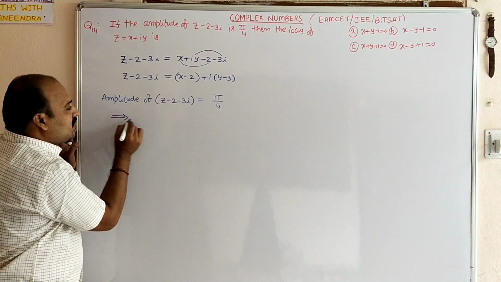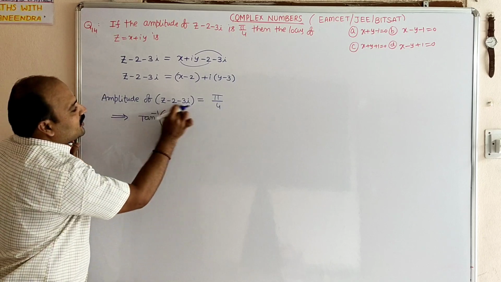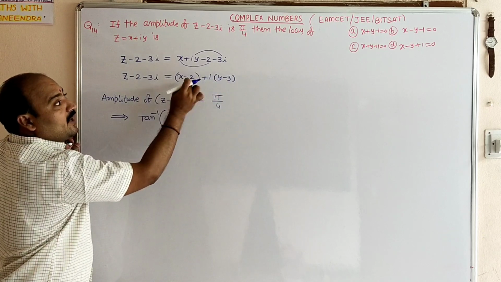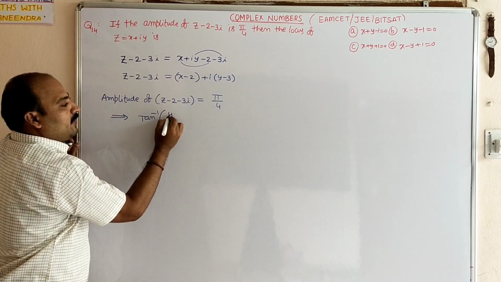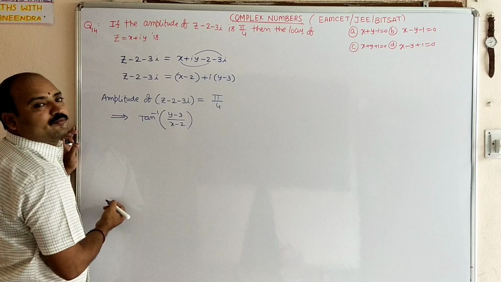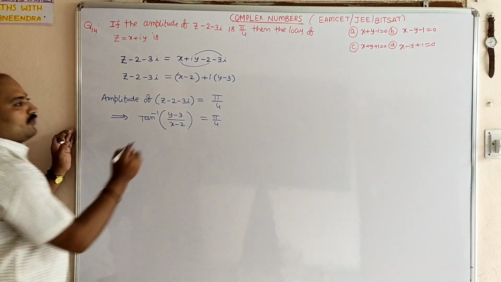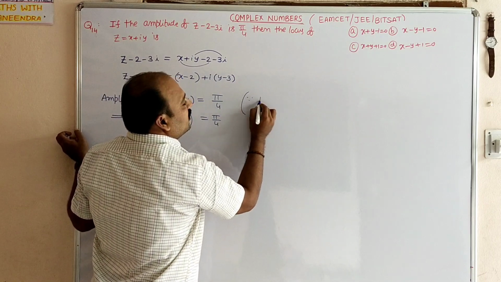Argument of a complex number is what? Tan inverse of y by x. Y value is what here? Y minus 3 divided by x minus 2, which is equal to pi by 4. You remember that, dear students?